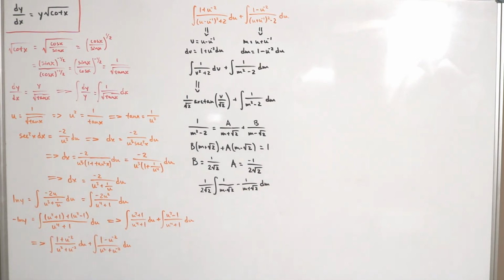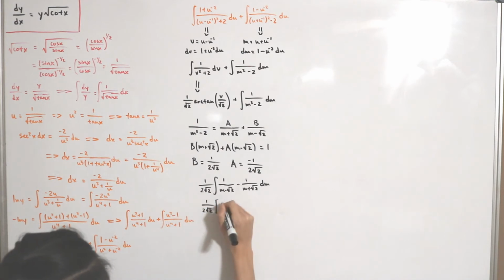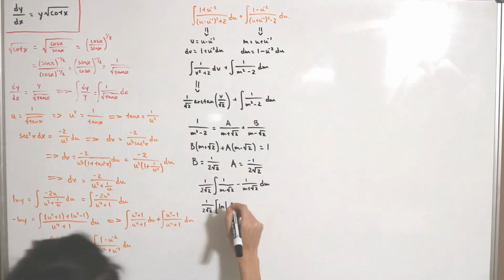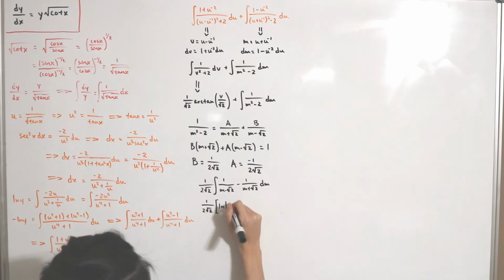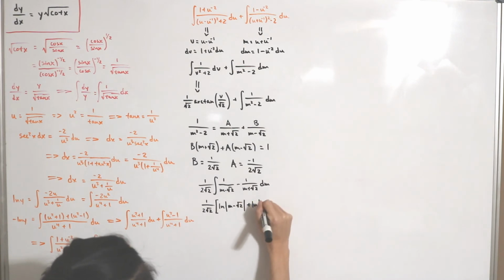Okay, but it's not difficult to show that its antiderivative is a natural log of the argument. So this means this is 1 divided by 2 times the square root of 2, multiplied with the natural log of, I'll put absolute values just to denote positive numbers, absolute value of m minus the square root of 2, and then plus ln absolute value of m plus square root of 2.